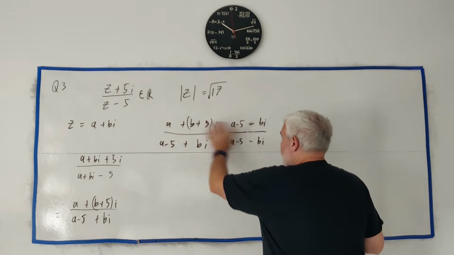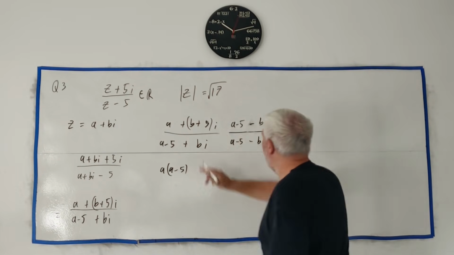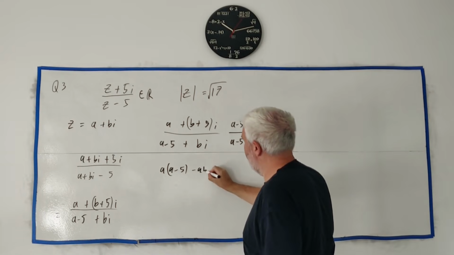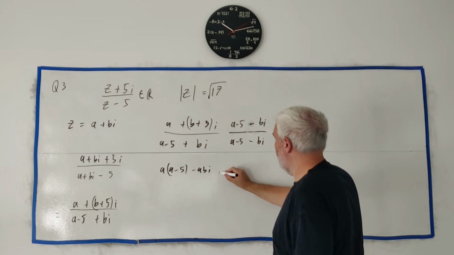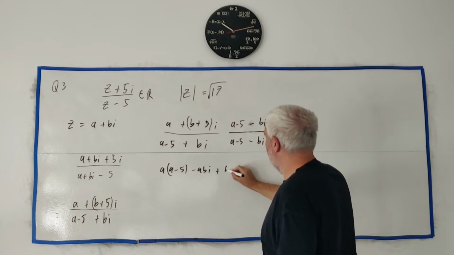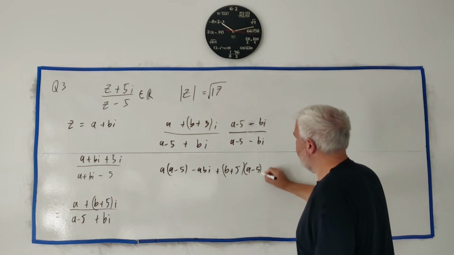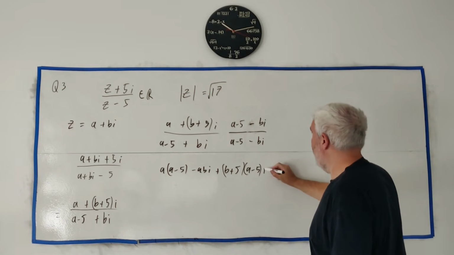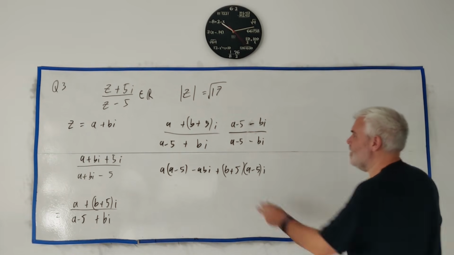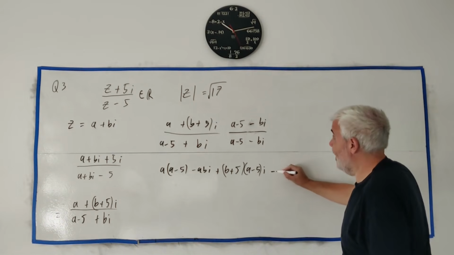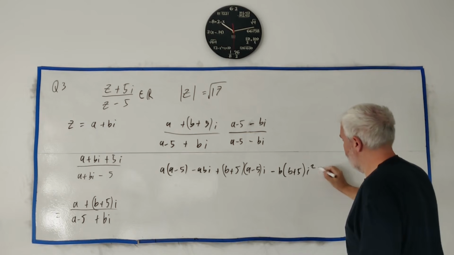Top row, real by the real, we get a times a minus 5. Real by imaginary, we get minus abi. Imaginary times real, this is an important one, so I'll write all this out. I'll leave the brackets. b plus 5 multiplied by a minus 5. And that leaves an imaginary number. Sorry, this one's also important. And lastly, imaginary by imaginary. This isn't actually important. We'll just put minus b plus 5 times i squared.